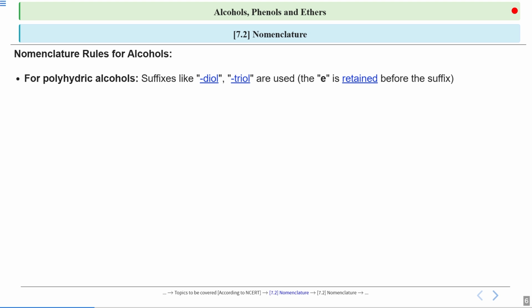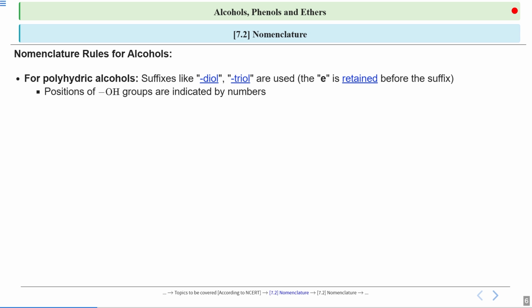The E is important to note. It is important to note that the E of the parent alkane is retained before the suffix. What does it mean? It means that the E, which was replaced by the ol when you are writing the name of a compound where only one OH group is present, is different here. In the polyhydric alcohol's case, the E of the parent alkane name remains before the suffix. You don't have to replace it by diol or triol suffixes. Let's see the example.